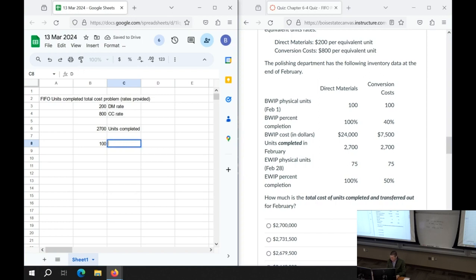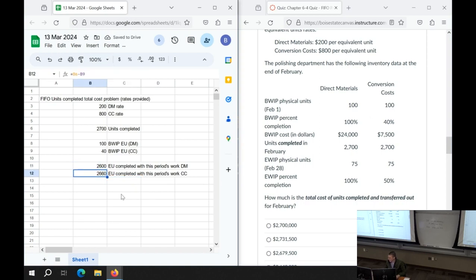Here, I think I more often write it this way: beginning WIP equivalent units with respect to direct materials. And then 100 times 40%, right here, is our beginning WIP equivalent units with respect to conversion costs. And so now, subtract away. This is our equivalent units completed with this period's work for direct materials, and the same thing for conversion costs right here.